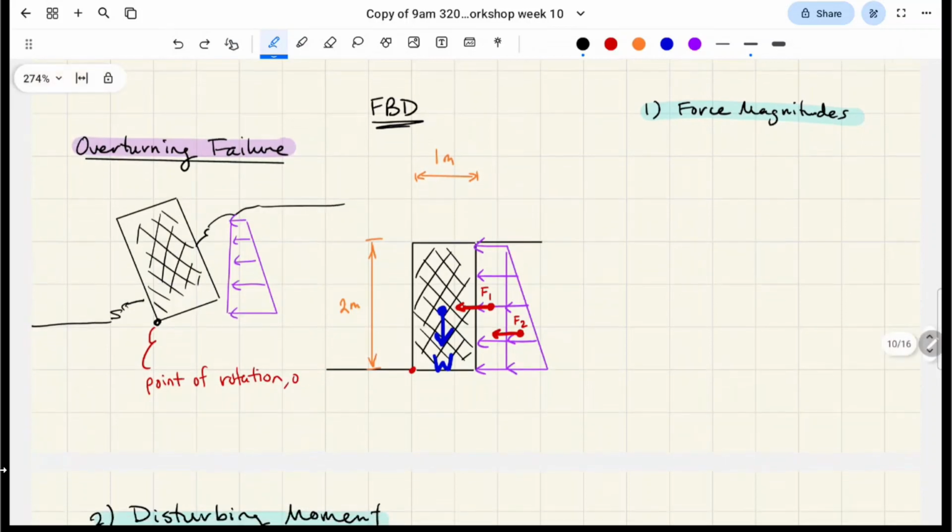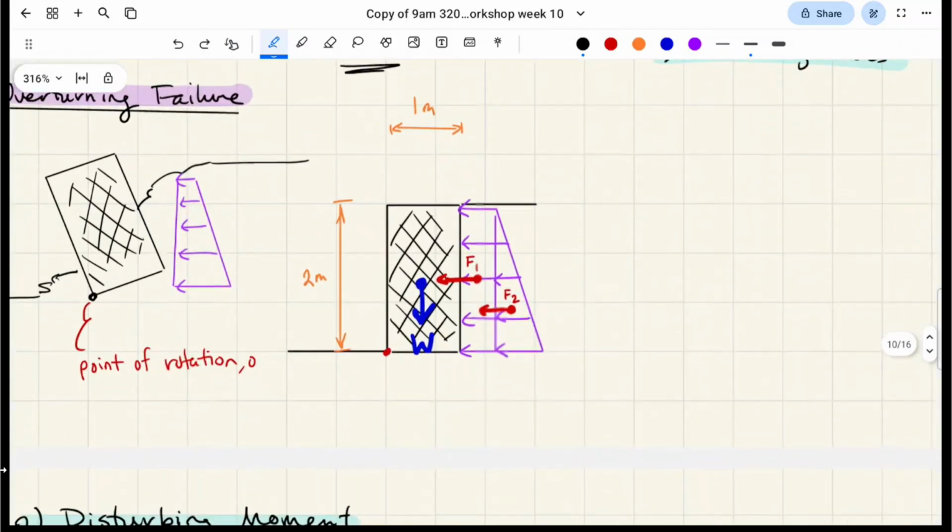Okay, so for overturning failure, we have to calculate the magnitudes of the forces as well as the lever arms, right, from all our forces to that point O. So that's point O here. And we have this force W, this force F1 and F2.